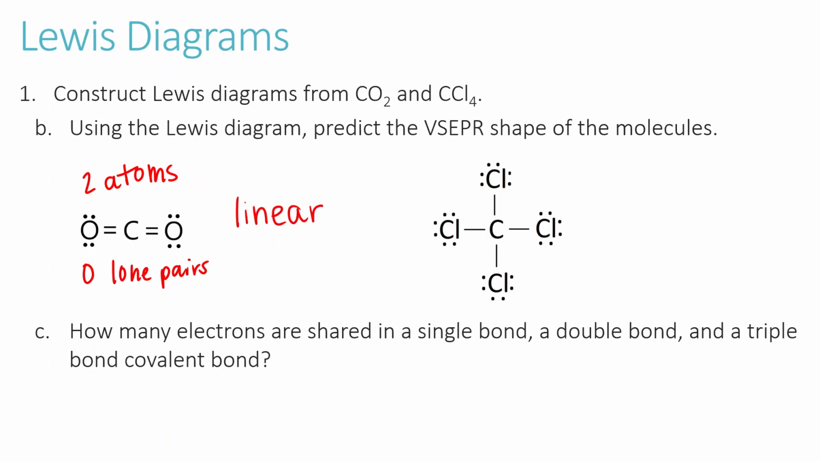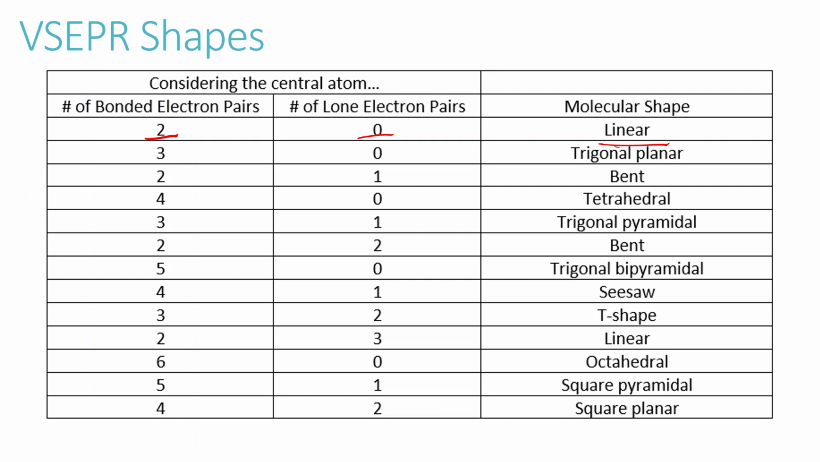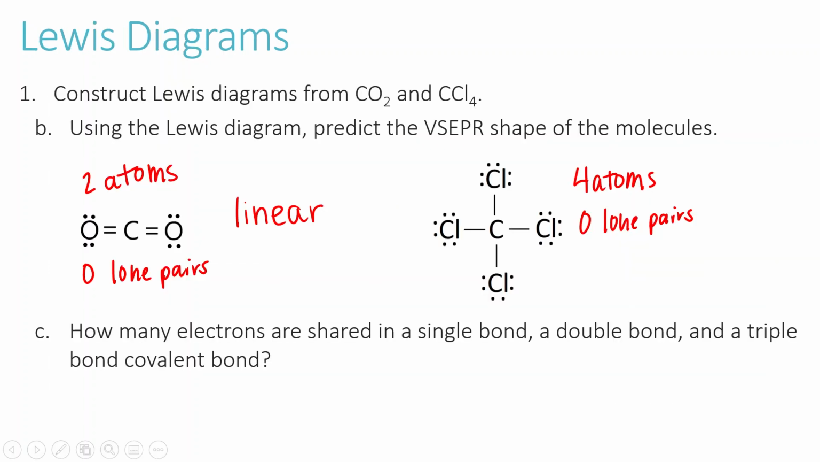Now looking at carbon tetrachloride. So my central atom is carbon, and this time we have 4 atoms attached to the central carbon. We again have 0 lone pairs on the carbon. So I'm going to go ahead and take a look at that VSEPR chart. So I'm looking for 4 bonded electron pairs and 0 lone pairs. So this corresponds to the tetrahedral shape.